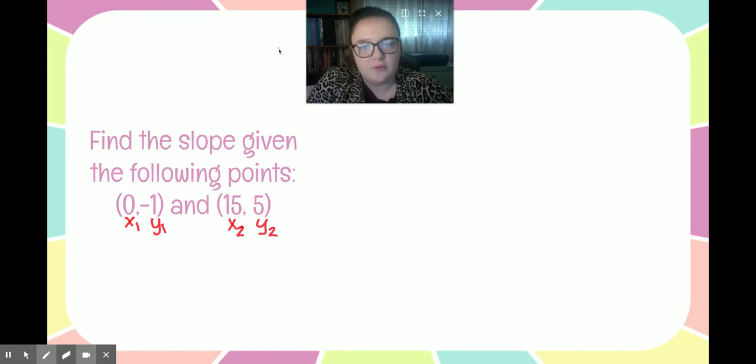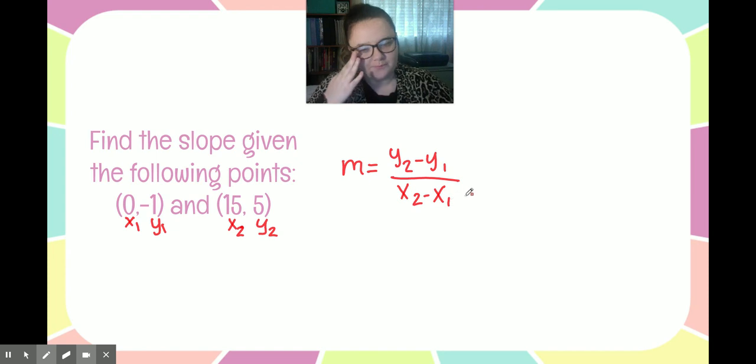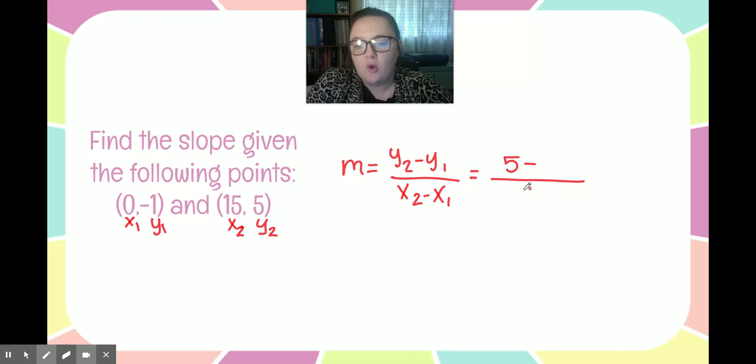I'm always going to write out my formula, guys. I want you writing this formula every single question. The more times that you write this formula, the better it will be committed to your memory, right? It's one of those things that you will just remember. y2 minus y1 over x2 minus x1. So let's substitute those values that we know. We know what y2 is. y2 is 5 minus, we know what y1 is.